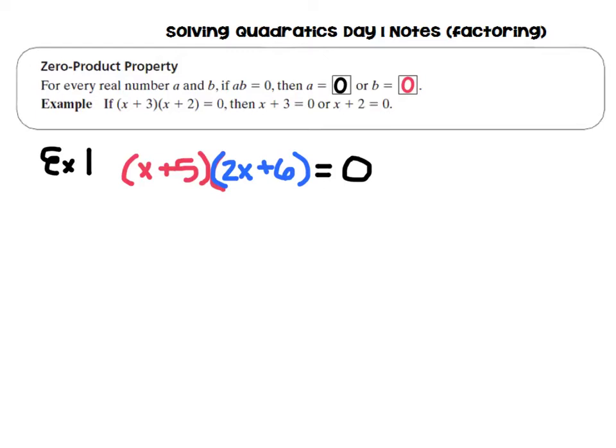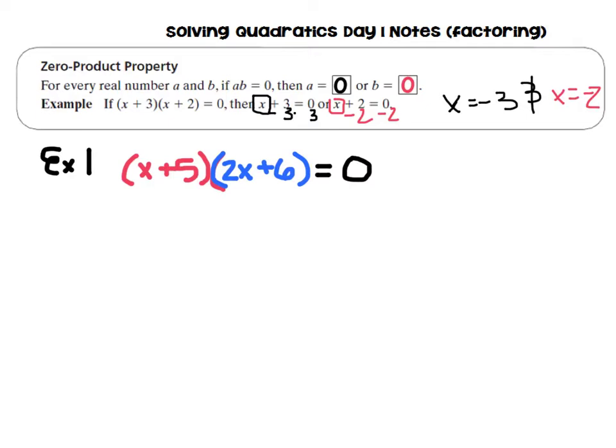So notice in the example given here, it says that if you have x plus 3 times x plus 2 equals 0, then you can make x plus 3 equals 0, and you can make x plus 2 equals 0. All you have to do then is solve for x. If I subtract 3 from both sides, I would get x equals negative 3, and if I solve for x here, subtract 2 from both sides, we get x equals negative 2. So that would be the solutions for that quadratic.